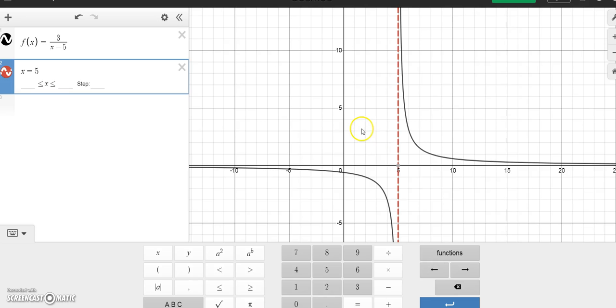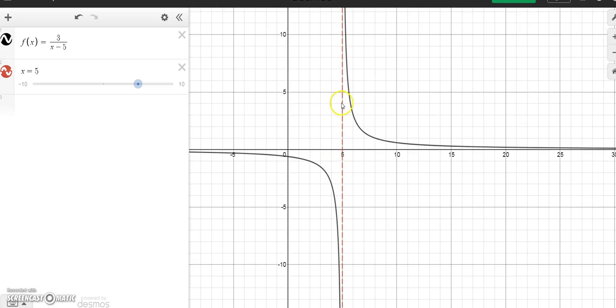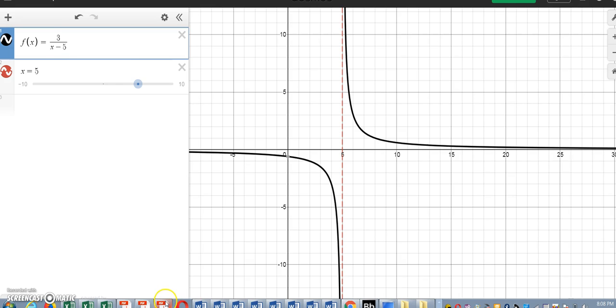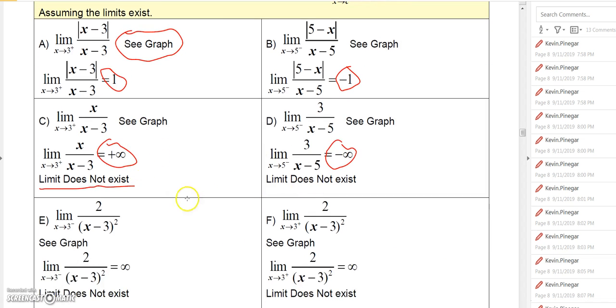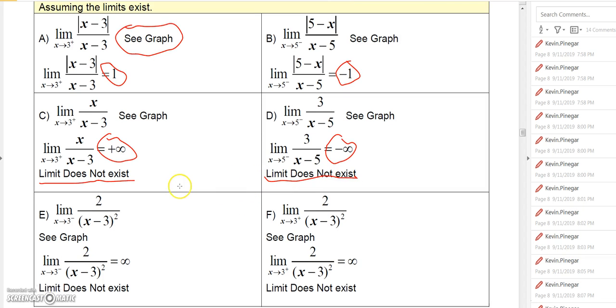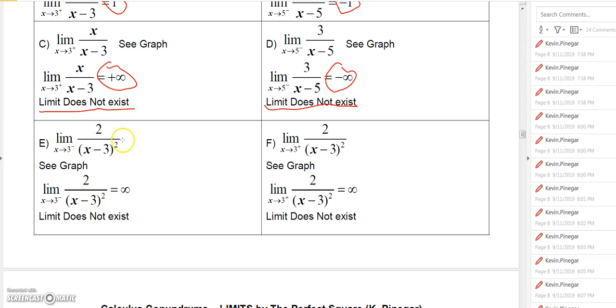Let me look at that. Okay, so here's the graph of that one, and here's x equals 5 right here. And so notice as you approach 5 from the left, it decreases here without bound. So it just keeps going down and down. So that would be negative infinity. So there we get negative infinity. And again, the limit does not exist. Okay, let me show you on this one what happens if you take the limit as x approaches 3 from the left and as x approaches 3 from the right.